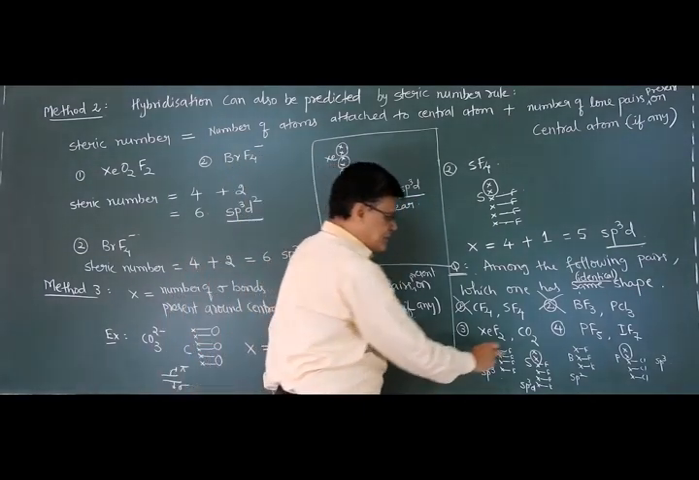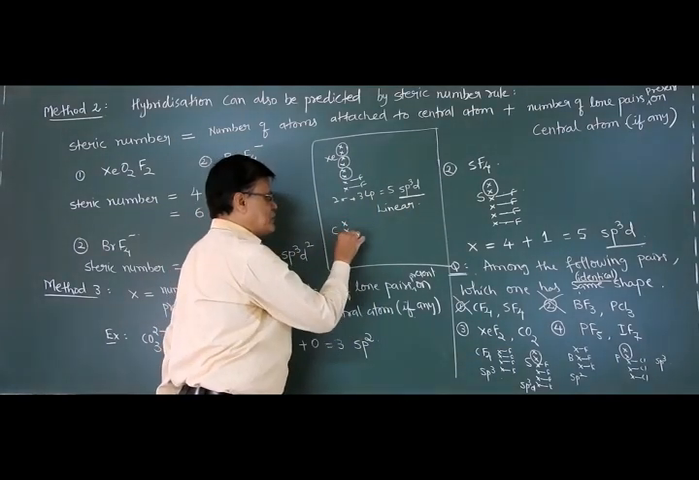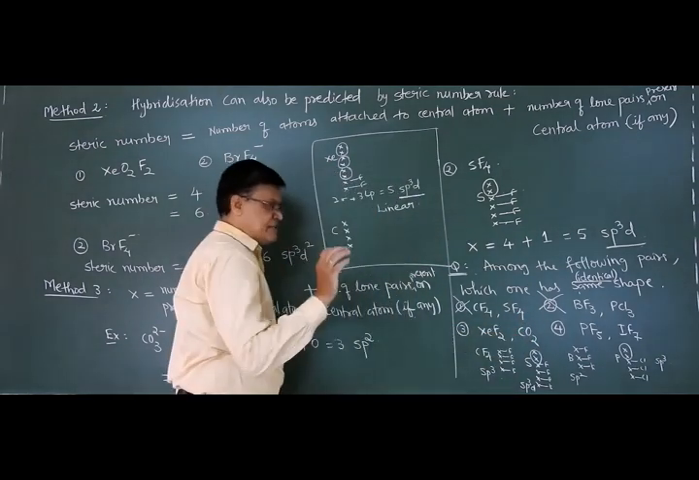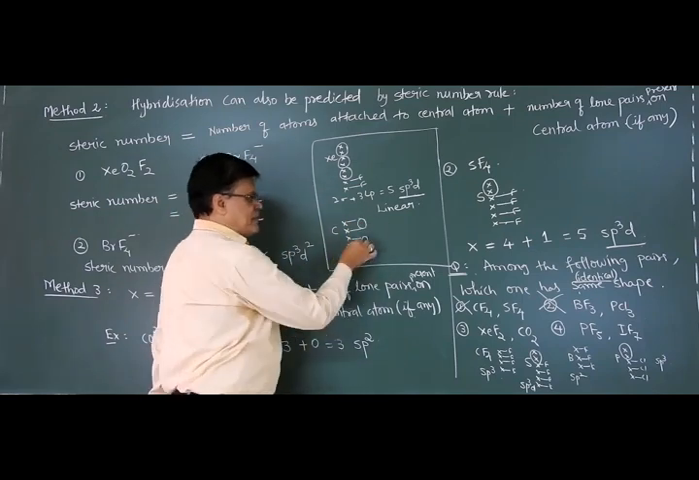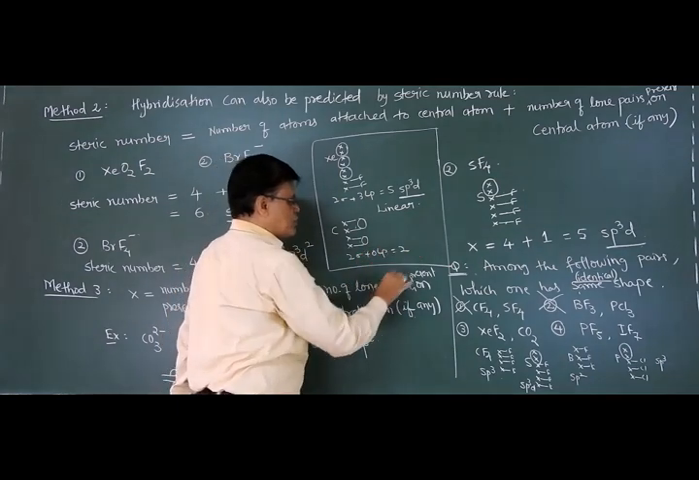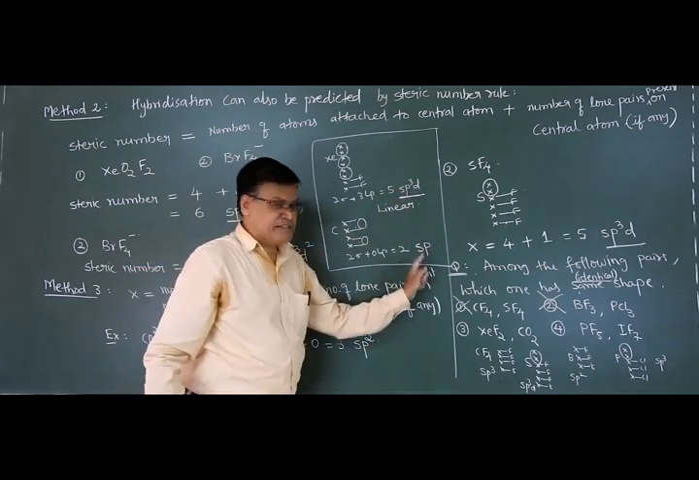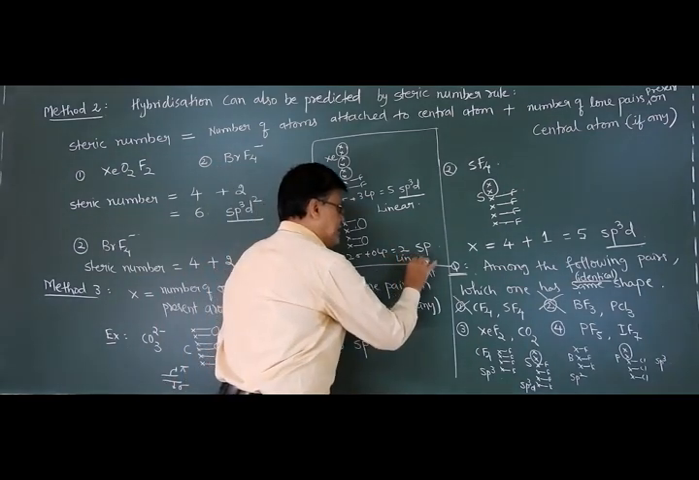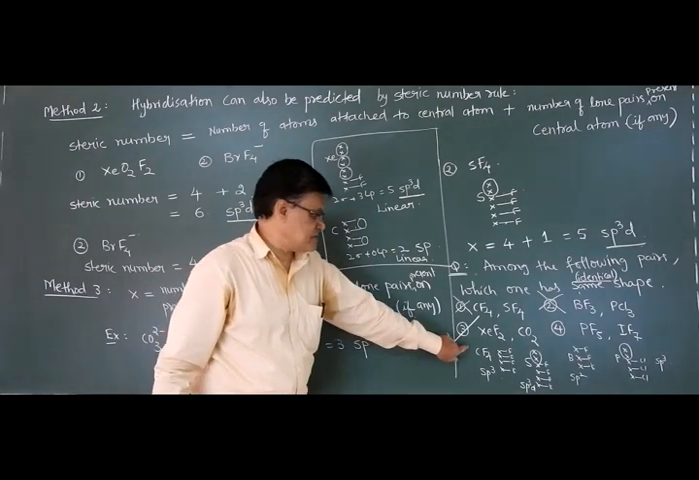Remember. Now come to CO2. Carbon has 4 valence electrons. Any charge? No charge. 2 oxygens, each bonded with a double bond. Sigma bonds: 1, 2. 2 sigma bonds, 0 lone pairs, which means hybridization is sp. Even though hybridization is different here, 2 sigma bonds are there, so this compound also has linear shape. Clear? Correct option is this one.